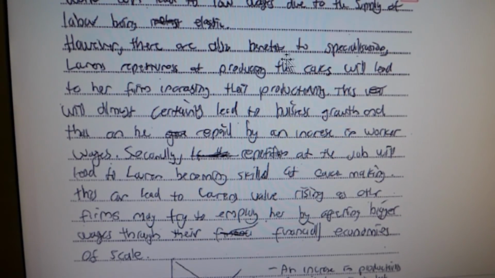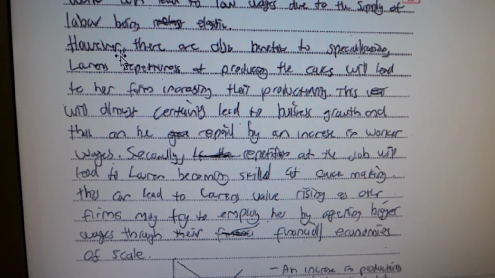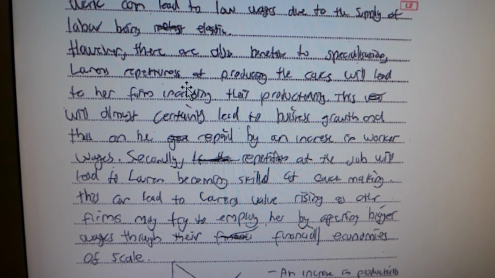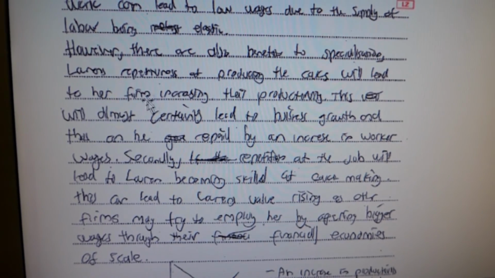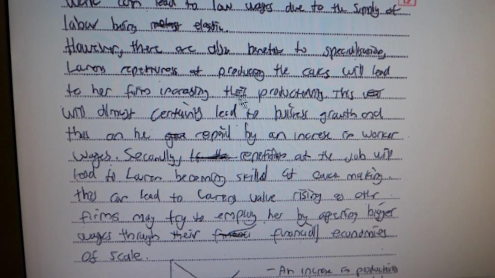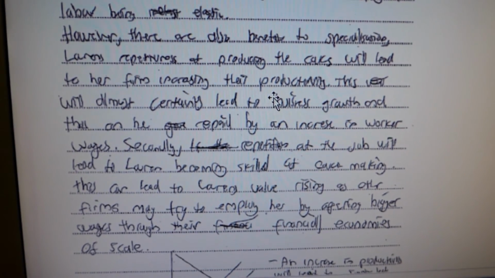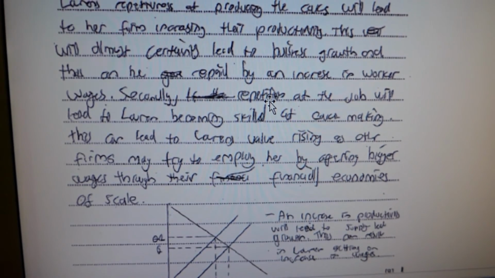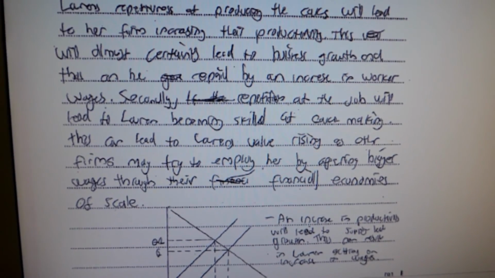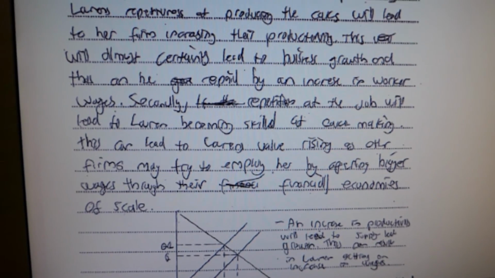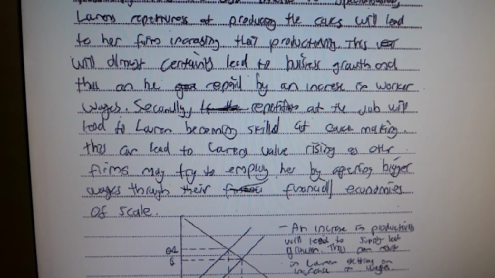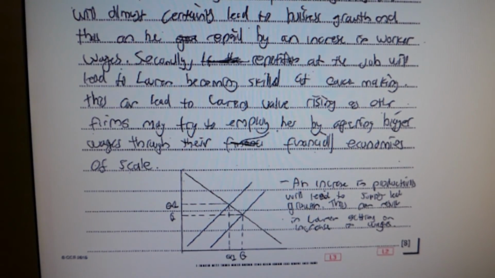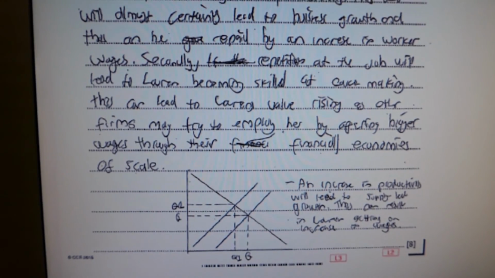However, so this is the indicative of the on the other hand discussion. There are also benefits to specialisation. Repetitiveness of producing cakes will lead to the firm increasing productivity. This will certainly lead to the business growing, which could therefore result in the workers earning more wages. Okay, fair enough. Secondly, repetition at the job will lead to Lauren becoming skilled at cake making. This can lead to career value rising as other firms try to employ her.